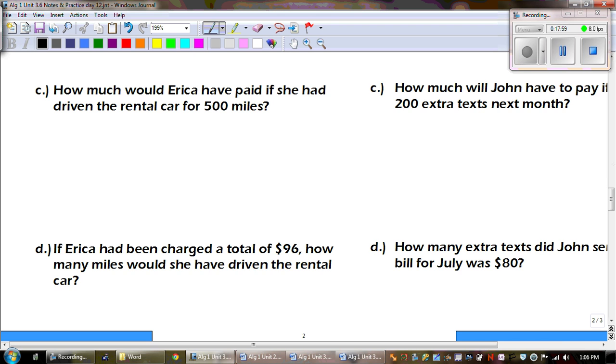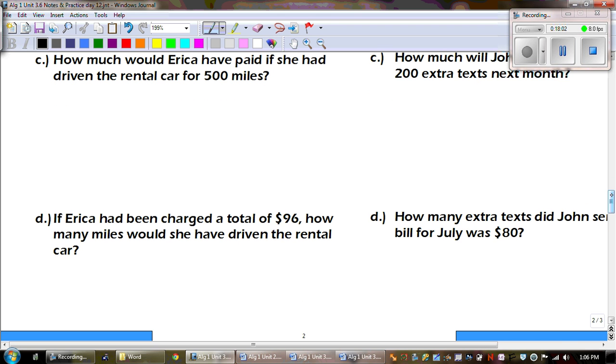Okay, so for C and D, I'm going to have you guys do C and D on your own. Just notice that C is asking for miles, and we said that miles is X, so we know that X equals 500. And for D, it says that she's been charged a total of $96, and we said that that was our cost, so we know that Y equals 96. I want to see if you can set those up and solve them on your own. Go ahead and pause the video, and good luck.